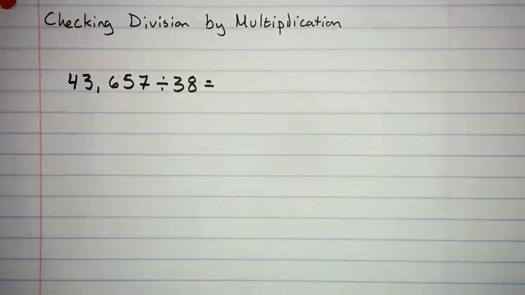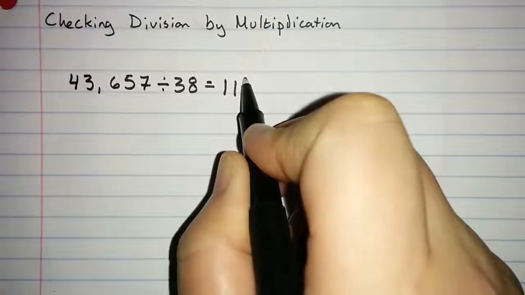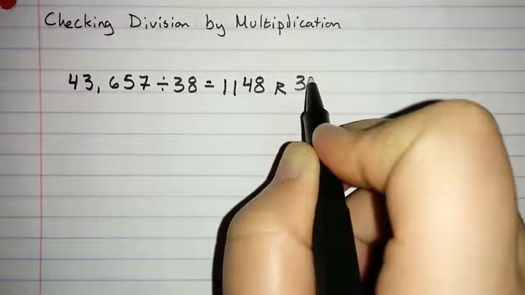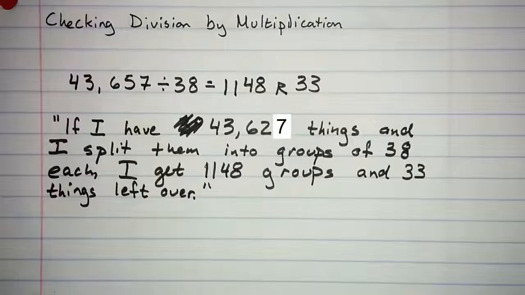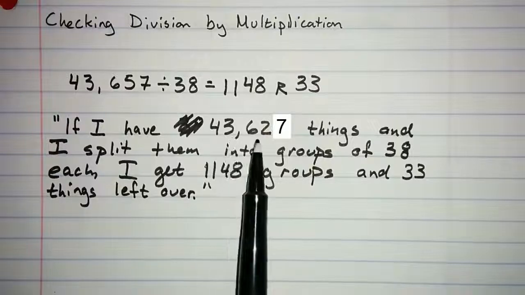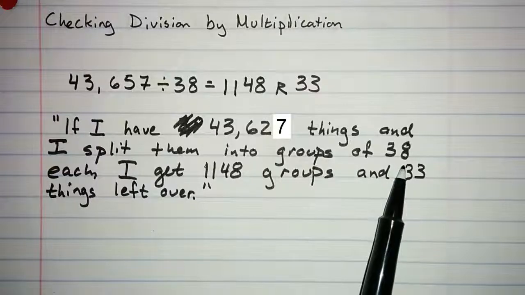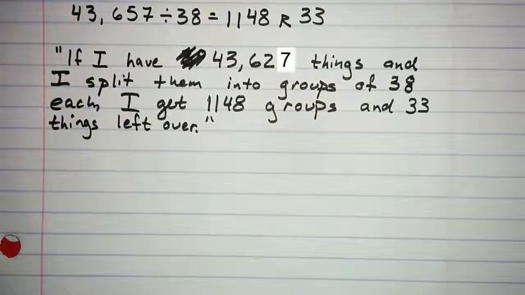Let's suppose for a moment that we've just done a division problem. 43,657 divided by 38. And we've got quotient 1,148 and the remainder 33. What does this mean? The claim I'm making here is, if I have 43,657 things, and I split them into groups of 38 each, I get 1,148 groups and 33 things left over. How could I check that?